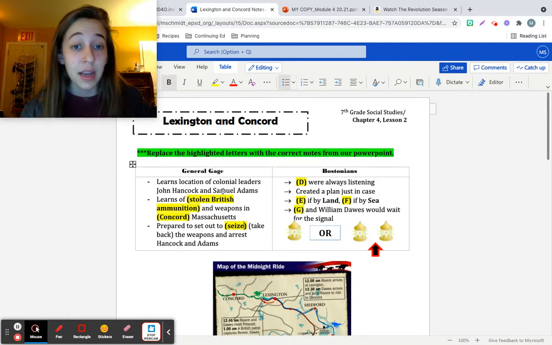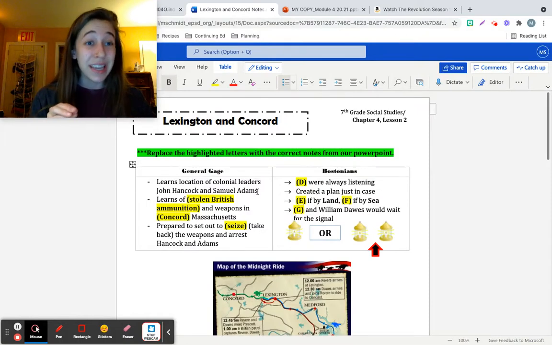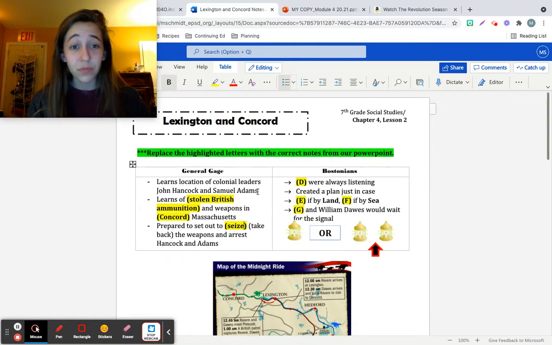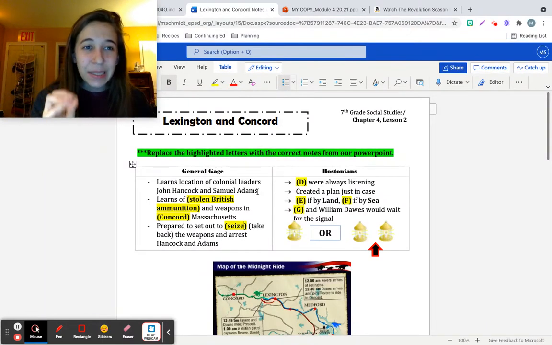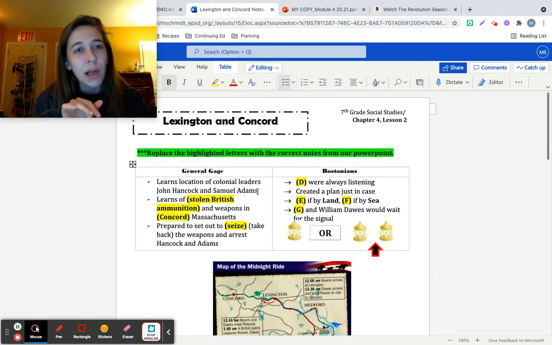and arrest Hancock and Adams. So John Hancock and Samuel Adams are kind of like the organizers. They're the ones getting all the Patriots rallied together to steal these weapons and prepare for war. And so Thomas Gage here is like, we need to shut this down. He's trying to keep the Patriots from fighting for independence here. So that's his plan. And he thinks that he's doing this sneaky on the down low.